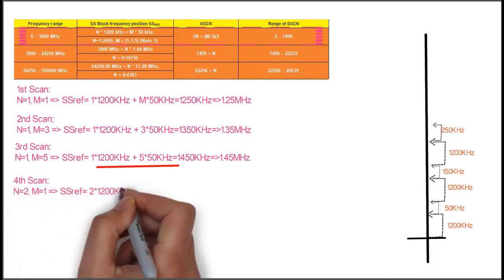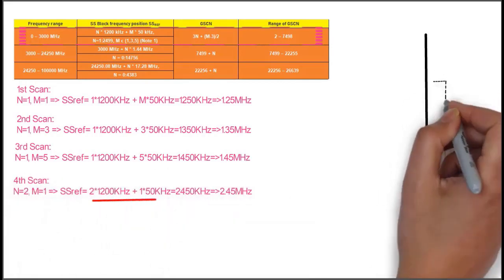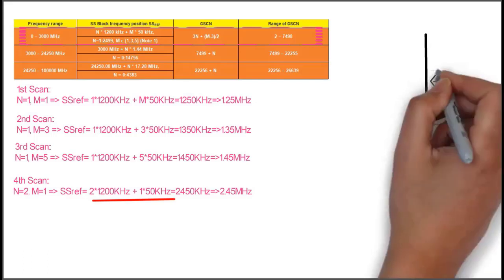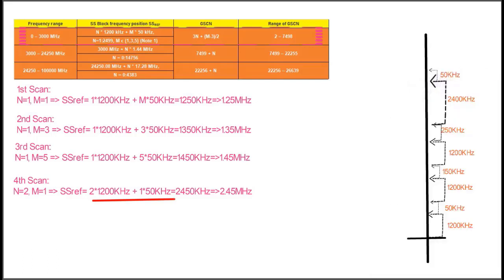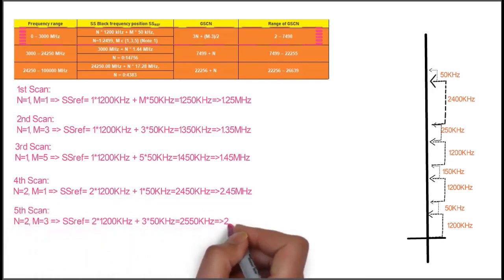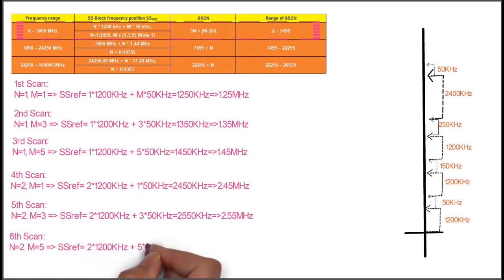Same way, for the fourth scan the n value will be changed this time: n is equal to 2 and m equal to 1. So again this time the scan will be 2 into 1200, that means 2400 kilohertz, 2.4. So 2400 and 15 kilohertz, 2400 150 kilohertz, 2400 250 kilohertz. So this type of scan will happen for 0 to 3000 megahertz.